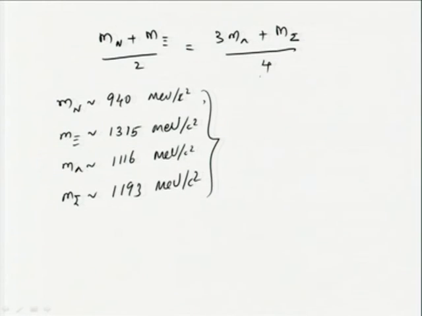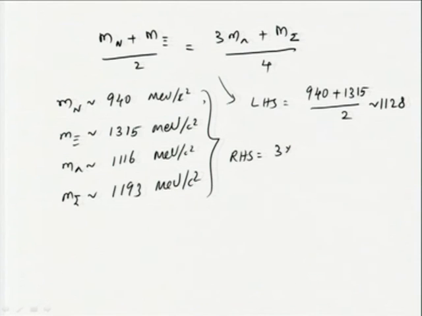And that gives LHS of this relation equal to 940 plus 1315 divided by 2, it is about 1128, just work that out, and RHS is equal to 3 times 1116 plus 1193 divided by 4, which is about 1135. So, to a good accuracy, the relation holds good. How about the mesons?